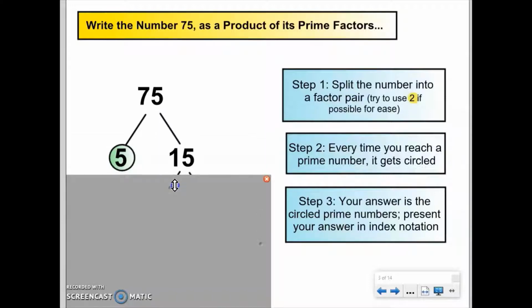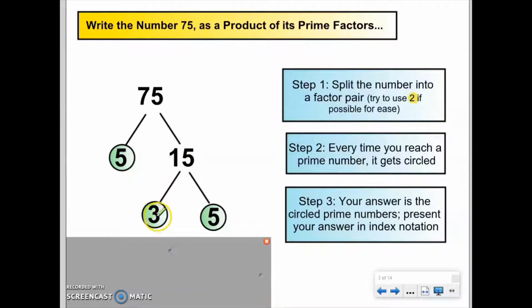So two numbers that multiply to give me 75, when one of the numbers is a prime number: 5 times 15, and I've circled the 5 because it is a prime number. Then I continue the process with the number 15. I'm going to split that into 3 and 5. Both of those numbers are prime numbers, so they both get circled. So this time the factor tree is a bit smaller, and quite brief, but I followed the method and my answer is 5 times 3 times 5.